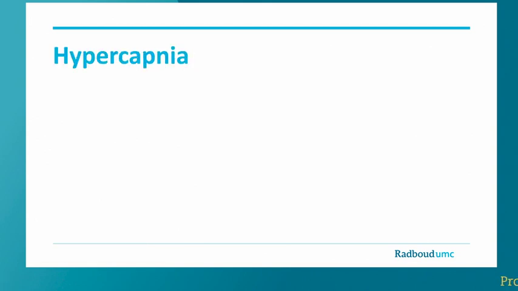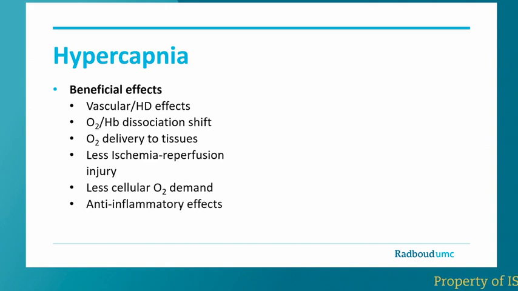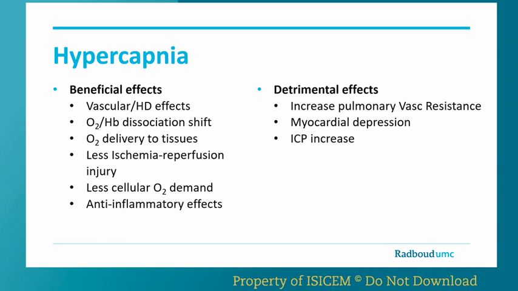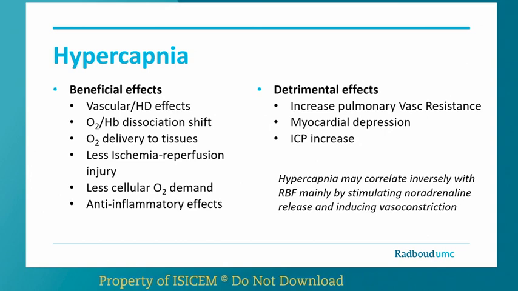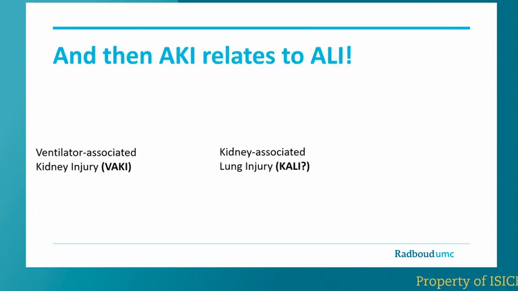Metabolic acidosis. And there are many effects of hypercapnia, and most of them might actually be beneficial, as depicted on this left side, but there could also be detrimental effects, like depicted on the right side. And the thing is also, studies show that hypercapnia by itself correlates inversely with renal blood flow by stimulating noradrenaline release and inducing vasoconstriction. So that effect could also have potentially a detrimental effect on renal function.